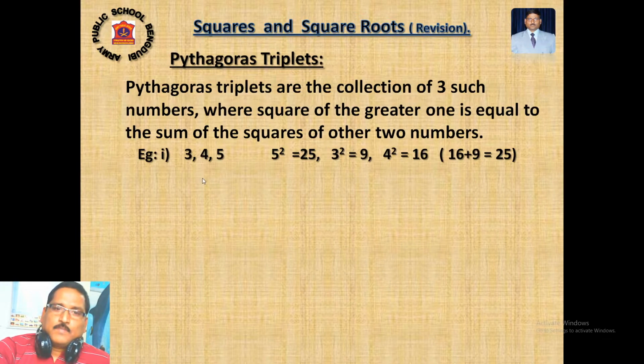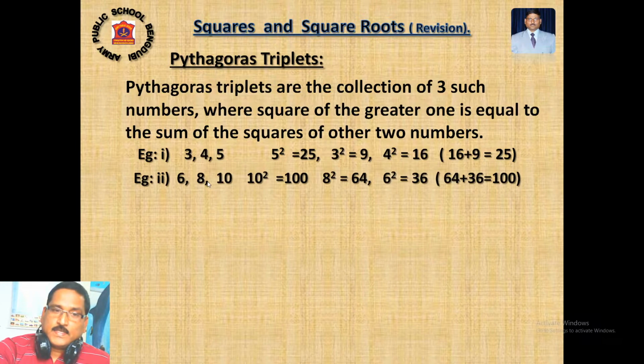So say the Pythagoras triplet is 3, 4, 5. 3 square plus 4 square is equal to what? 3 square is 9 and 4 square is 16. 9 plus 16 is 25, which is equal to 5 square. That means 3, 4, 5 are the Pythagoras triplet. Similarly, 6, 8, 10. 6 square is 36, 8 square is 64. On adding, I am getting 100, which is equal to 10 square, 100.